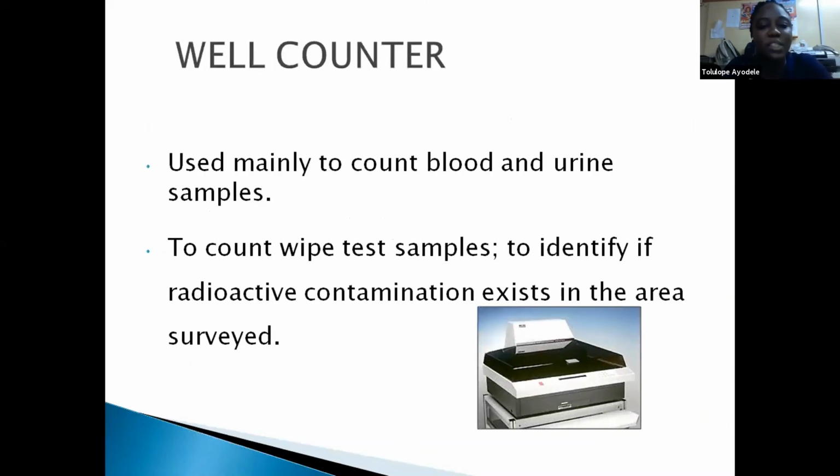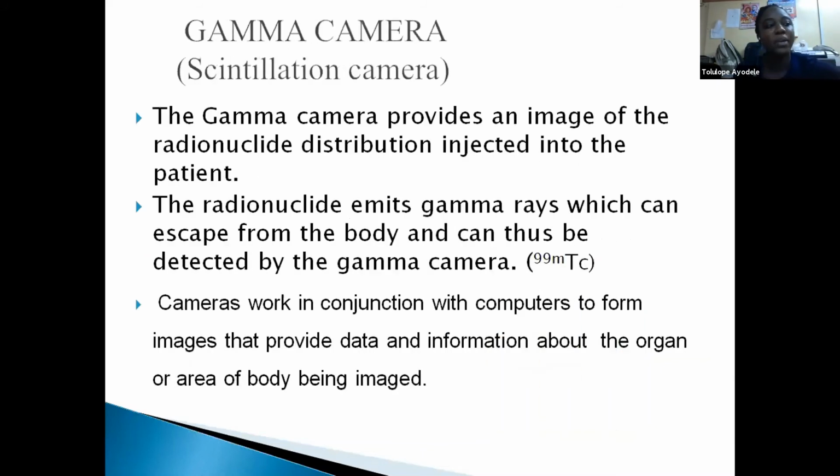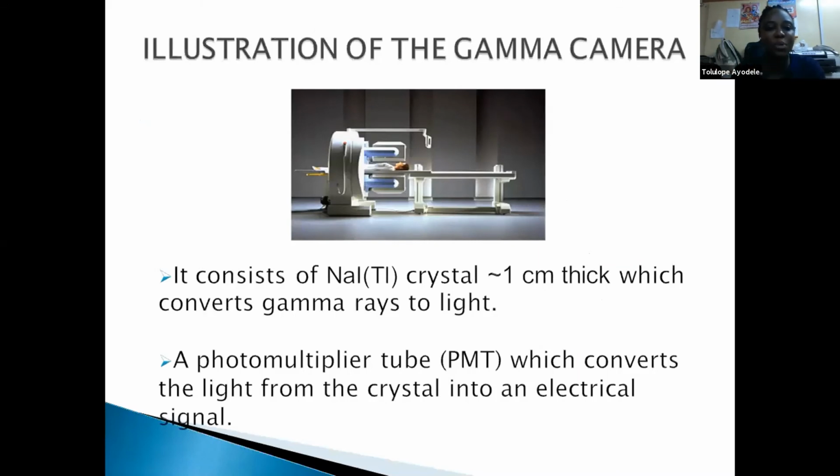We have the well counter as well, which is used to count blood and urine samples, and it will identify radioactive contamination in the surveyed area. We have the gamma camera as well. My time is running, so I'll just skip through. We'll still get the presentation after. The gamma camera is the most widely used equipment in nuclear medicine, and is used to image the radionuclide distribution in the patients. This is a typical example of how the gamma camera looks.